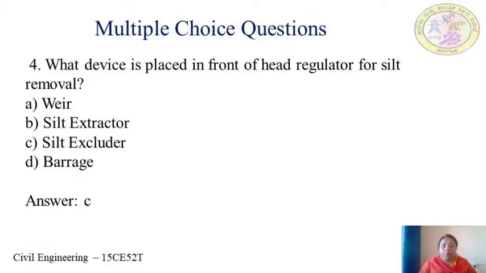So the fundamental principle on which this device acts is the fact that in a stream carrying silt in suspension, the concentration of silt charge is more in upper layers than in lower layers. Therefore, this device is so designed for separating these two layers without a disturbance. Hence, silt excluders are generally placed in front of the head regulator for silt removal.